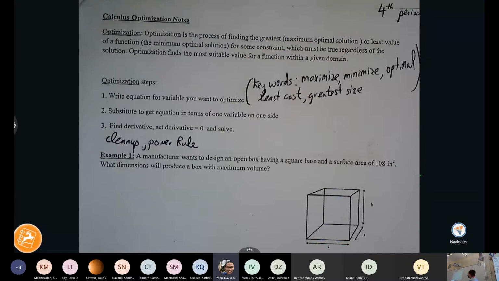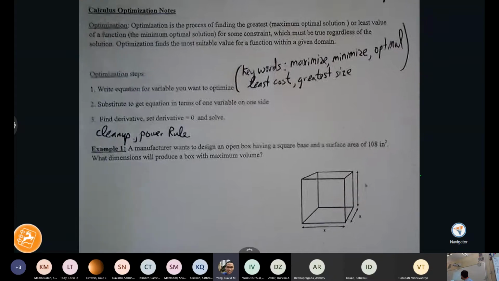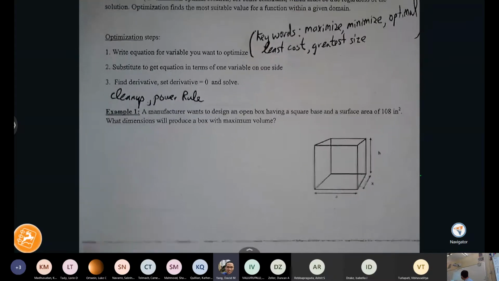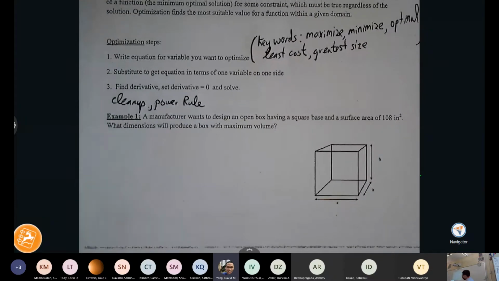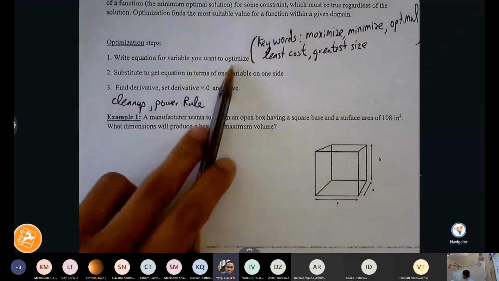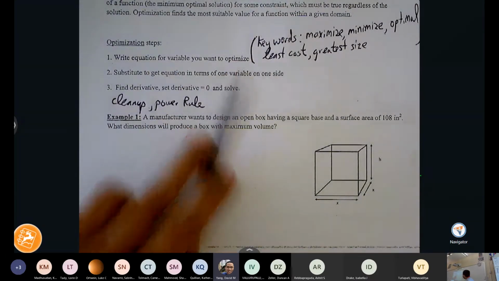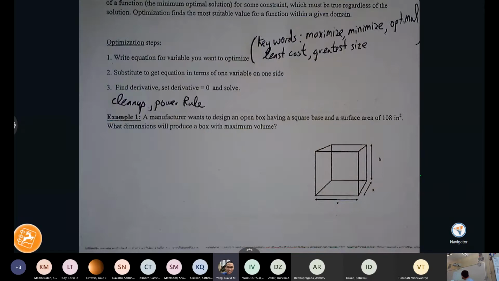All right, so let's read number 1, and we'll go through each of the steps. Number 1 says a manufacturer wants to design an open box having a square base and a surface area of 108 square inches. What dimensions will produce a box with maximum volume? So first step, we want to identify the equation that we want to optimize. So do you see one of those words? And if you do, what is it describing?